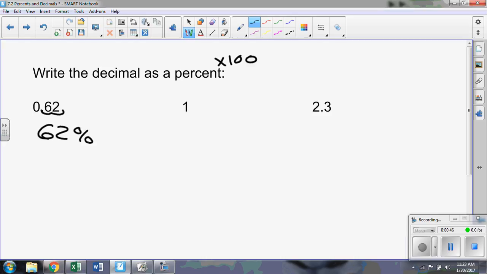62%. For 1, 1, 2. 100%. 1, 2. 230%. Done. Converting decimals into percents is just moving the decimal 2 places to the right.